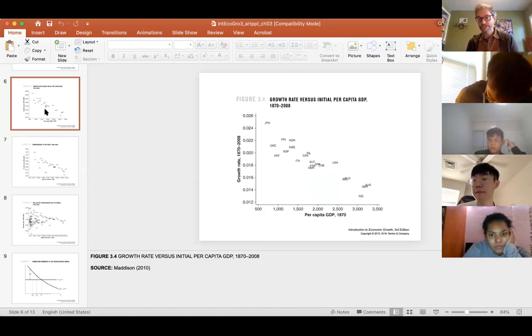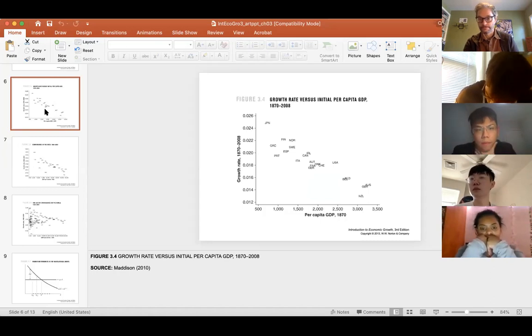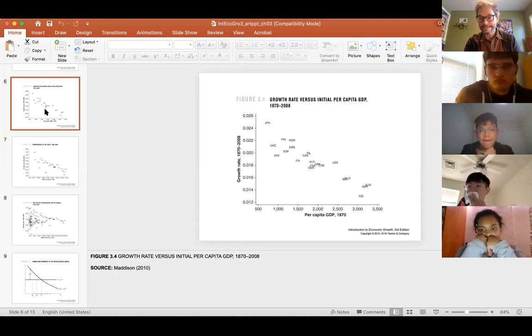The negative relationship here is convergence. Why? Because what's true about the countries that were rich in 1870? They've grown the slowest since 1870. And the countries that were the poorest in 1870 have grown the fastest. However, let me tell you about the countries in this graph. This is only OECD countries, meaning this is only rich countries. If you look among rich countries, you see convergence.